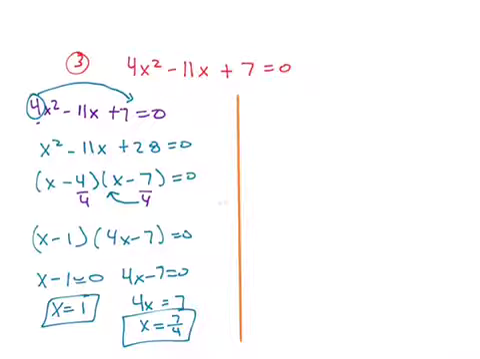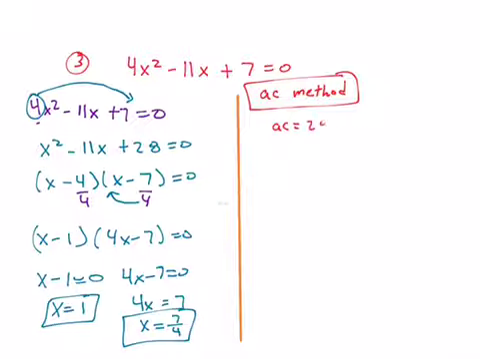And then we'll move on to the AC method, which we should get the same answer, but remember the AC method is a little longer. So with the AC method, you're taking 4 times 7, so that's 28, so AC is 28. And when you find the two factors that need to replace the negative 11, well, that's negative 7, negative 4, you're going to rewrite your equation. So you've got 4x squared minus 7x minus 4x plus 7 equals 0.